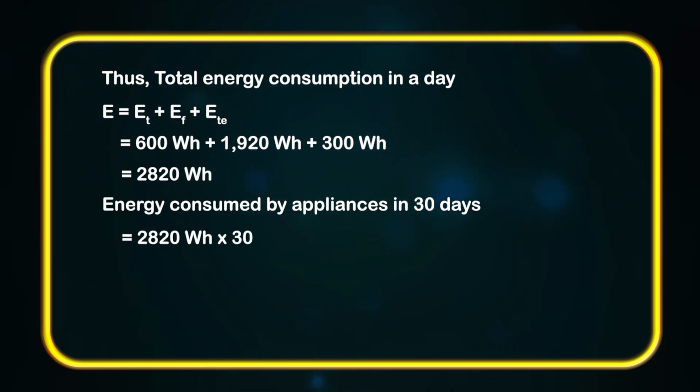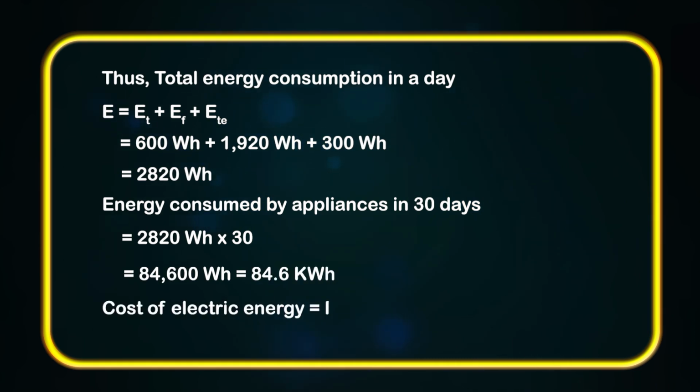2820 watt hour into 30, that is equal to 84,600 watt hour, that is equal to 84.6 kilowatt hour. Cost of electrical energy is equal to rupees 3 into 84.6, that is equal to 253.8 rupees.